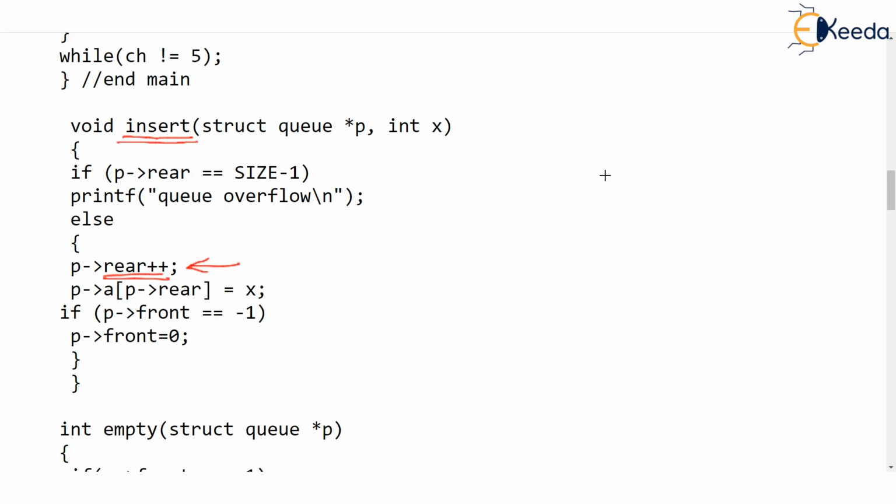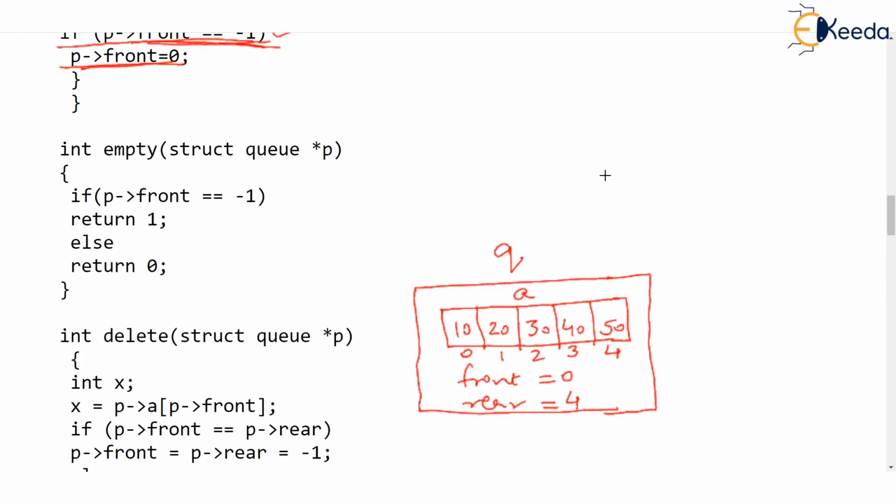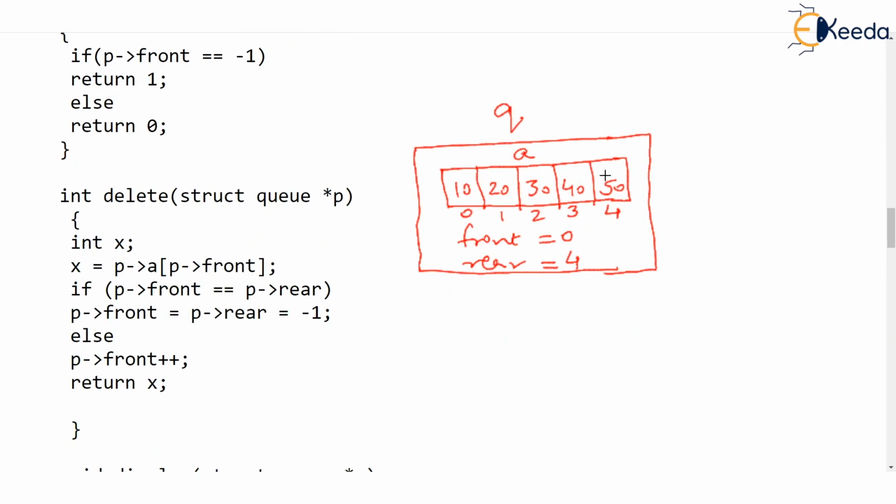And if it is the first insertion, then front must be -1. If it is the first insertion, this condition will be true and we will forcibly make front equal to 0. All these things were seen in the previous video. In this video, we will see how to delete a value from a linear queue.